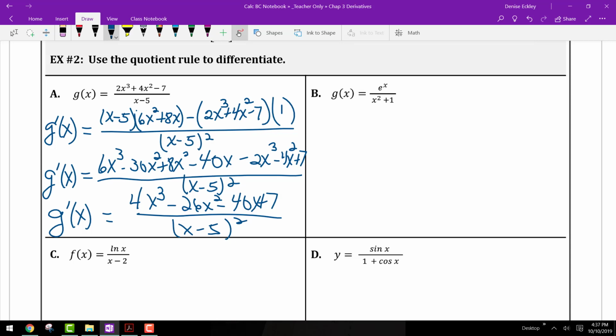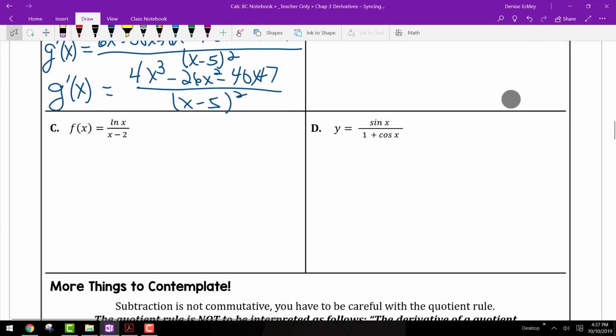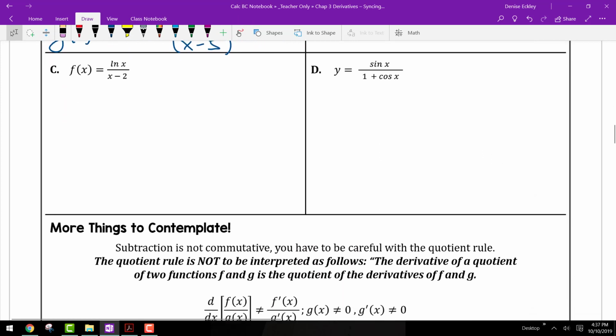Okay, so I am going to do letter C next, because I think you guys can handle B and D without any problem. But letter C, we're going to have an issue because we're going to have a fraction in a fraction. So I'll tell you what is normally done in that case. Okay, so we have ln of x divided by x minus 2.